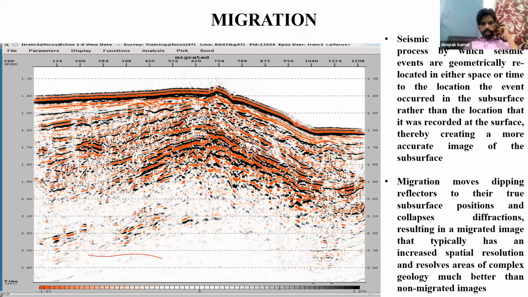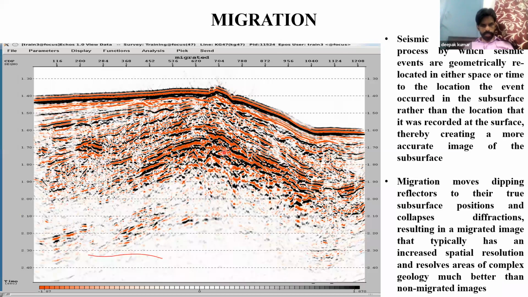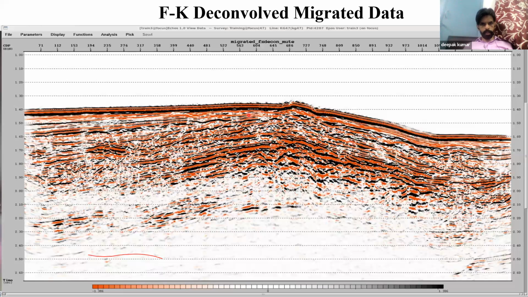So now I applied migration, and you can see the data looks much crispier. But after applying migration, we see some kind of noise on the top also. So again we apply a top mute to remove all these diffractions, and we apply FK, frequency wave number deconvolution, to suppress the remaining noise to get a clearer picture. After applying deconvolution and top mute, we see the stack section of the migrated data is much clearer, correct?